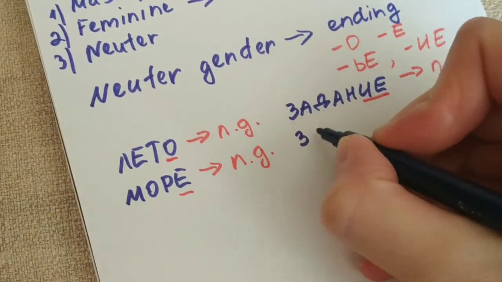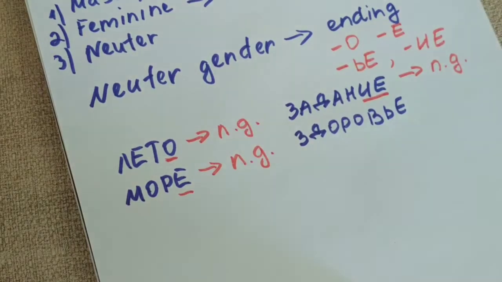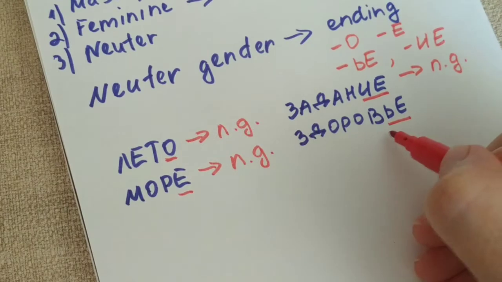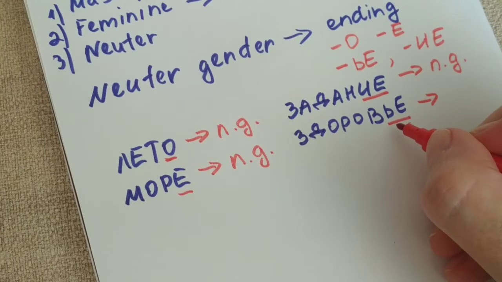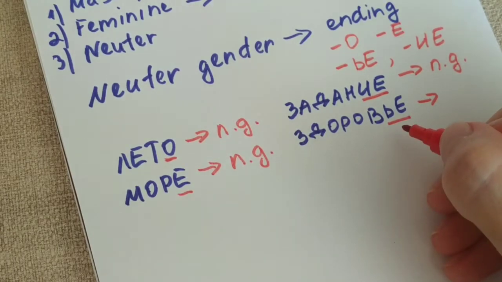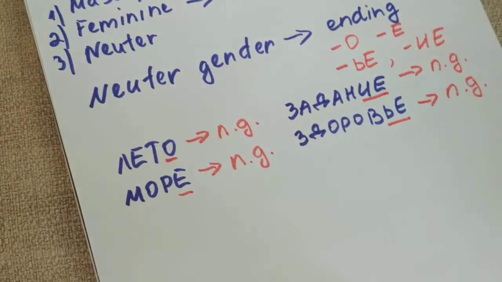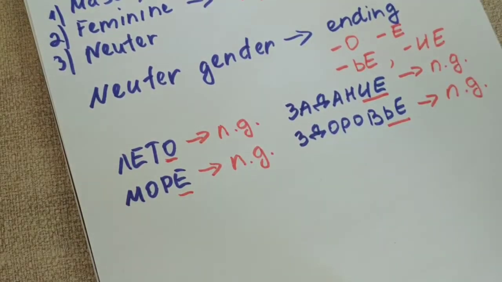Next, we see this word. Again, it's ending in a combination of the soft sign plus ye. Здоровье. And when a word is ending in soft sign plus ye, we already know that it is of a neuter gender. So I hope that was clear. So when you see a noun ending in O or ye, or a combination of soft sign plus ye or e plus ye, you know that this noun is of the neuter gender.